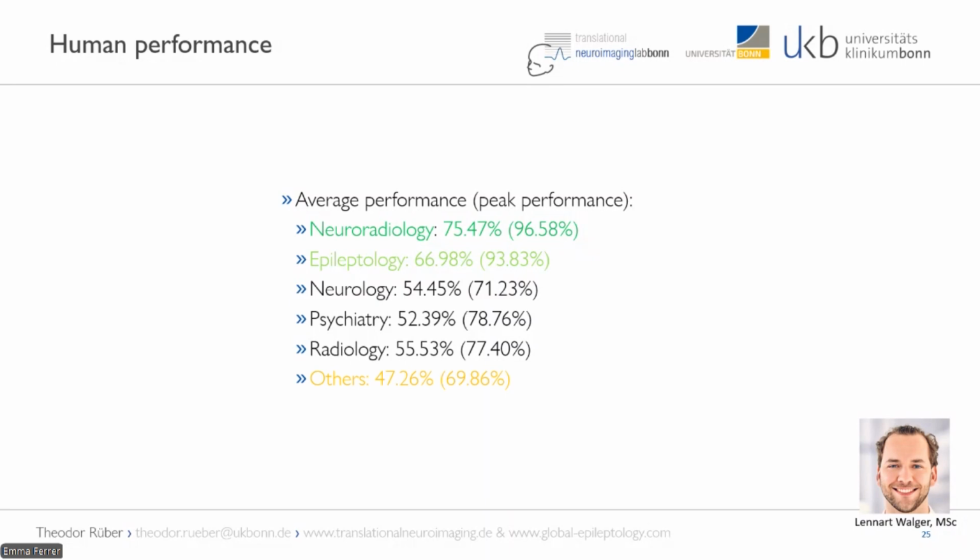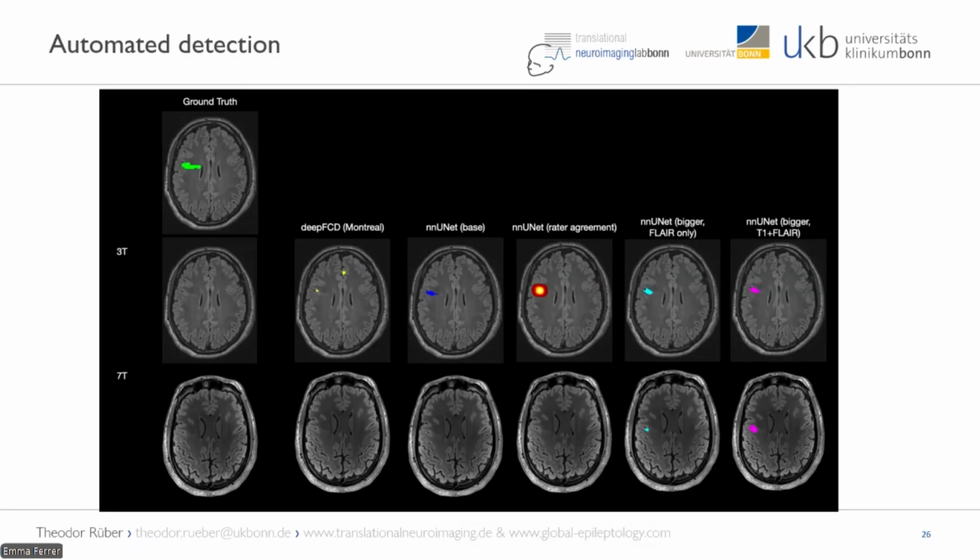And now the next step is that we repeat the same thing at 7T, right? And if then the rates are up, if they increase, then we may claim that in this lesion detection domain, there's an advantage of the ultra high field, right? Here we have started with this, so we have applied different algorithms for lesion detection on the same 3T and the same 7T data set.